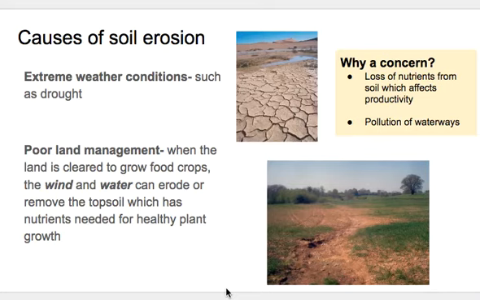Now, why is this a concern? Well, without those nutrients that are lost, you're going to affect the productivity of the land and reduce the yields. You're also going to have possible pollution of waterways because that topsoil is then being washed or blown away and it can contaminate the waterways. That soil might have fertilizers and pesticides, which obviously can be a concern.